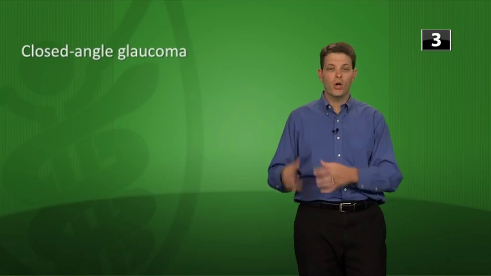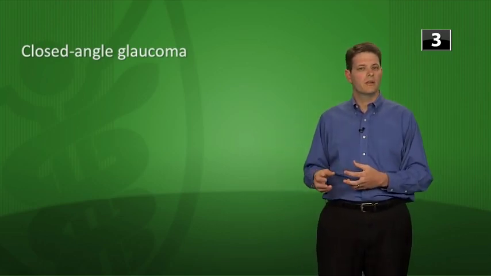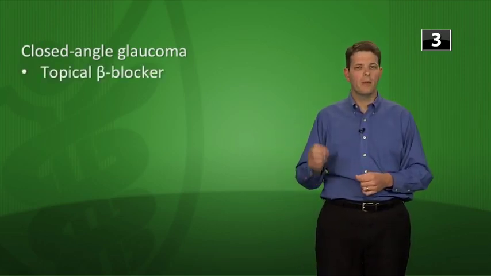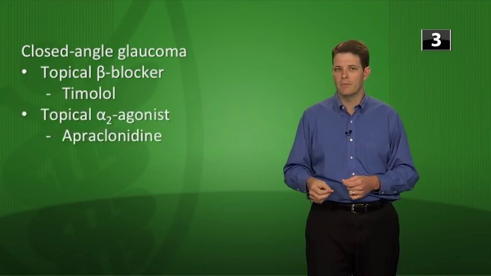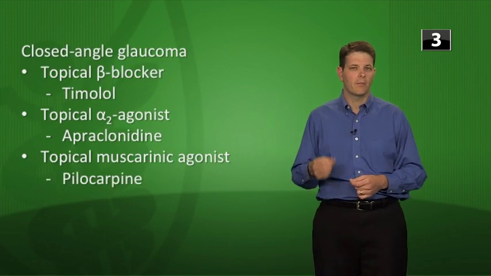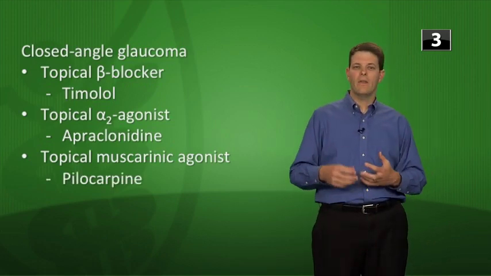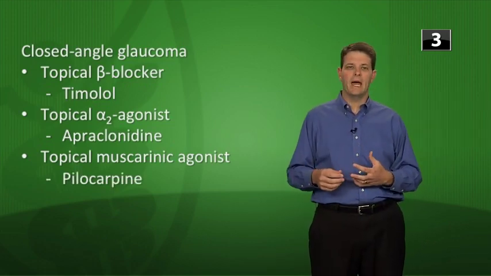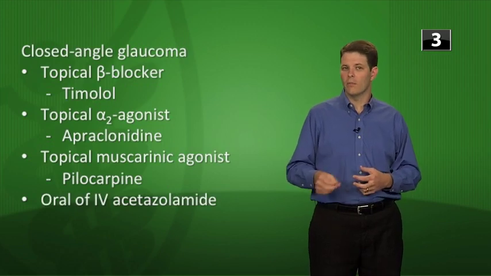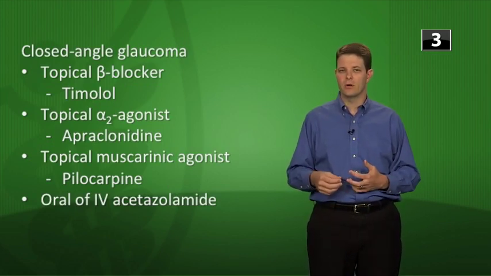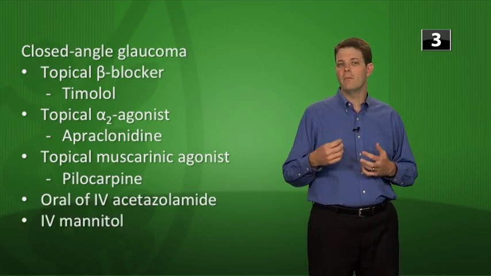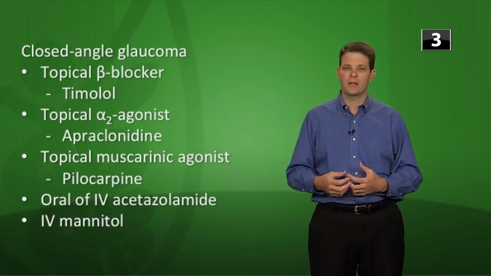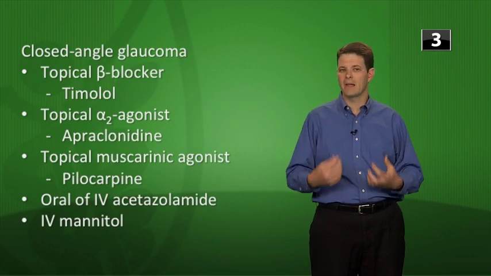And then what's the treatment for closed and open angle glaucoma? So for closed angle glaucoma, the acute treatment consists of 3 different eye drops: a topical beta blocker like timolol, a topical alpha-2 agonist like apraclonidine, and a topical muscarinic agonist like pilocarpine. Then, depending on how that cocktail works, you might need to add oral or IV acetazolamide, which is a carbonic anhydrase inhibitor, which is going to reduce production of aqueous humor. Or you could use IV mannitol, which is an osmotic diuretic that's going to draw fluid out of the eye and back into the blood.